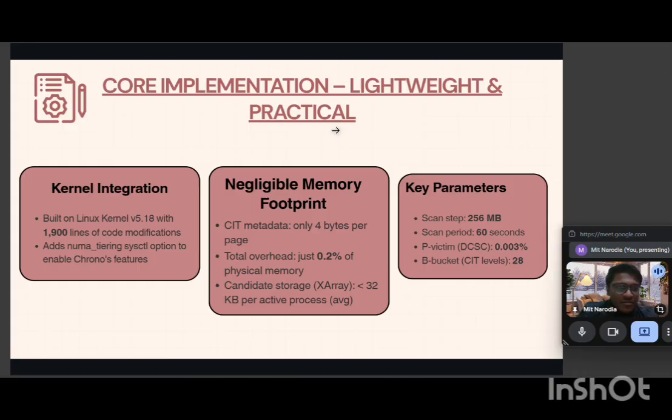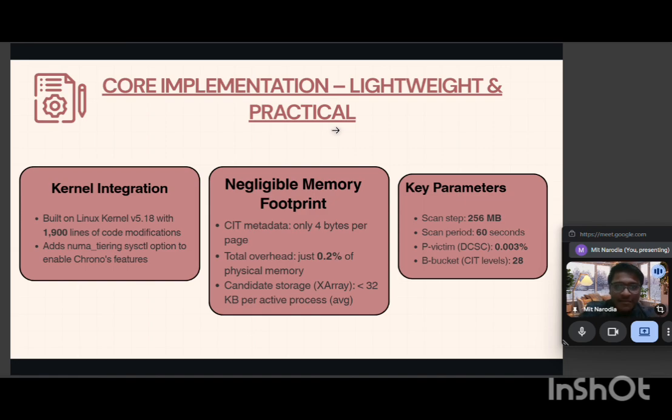Now the best part of this is the memory footprint. How much RAM does it use? This is always the big problem. But Chrono is tiny. The metadata and extra info it needs is just around 4 bytes for every single page. So the total extra RAM it uses is 0.2%. Even the list of key hot pages it is keeping takes less than 32 KB of memory.